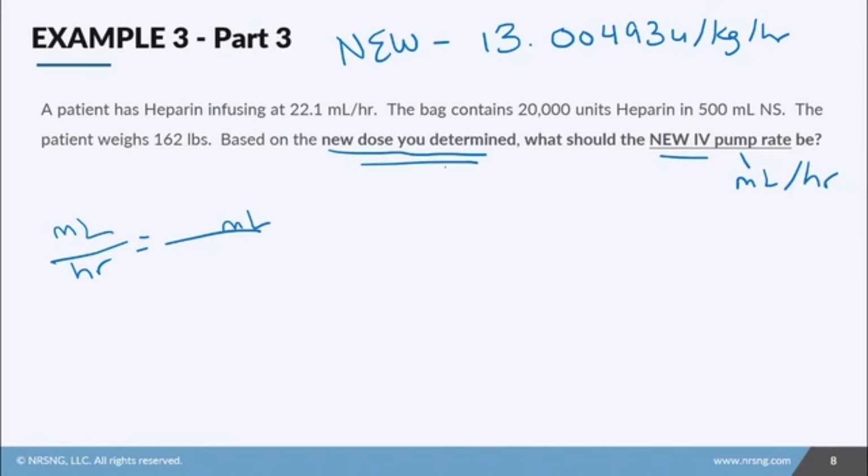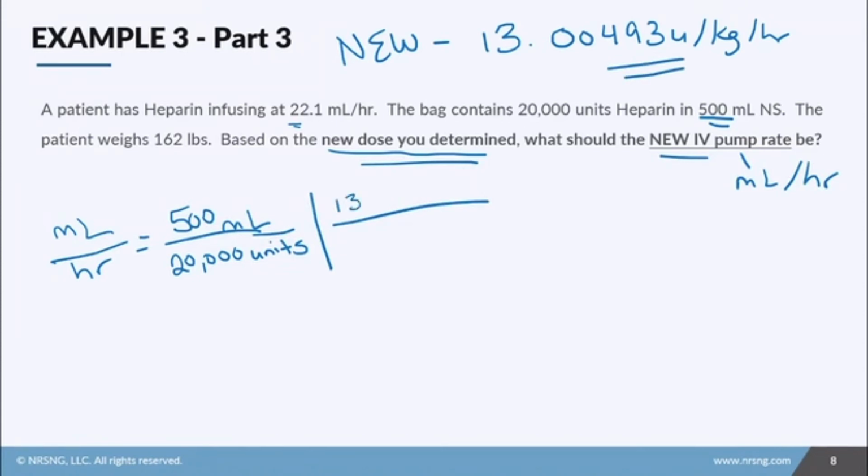Milliliters. What do we know? Well, you know a couple of things. Since we know we're looking for a new rate, putting in the current rate's not really going to help us, is it? So let's start over here. We know that 500 milliliters is 20,000 units. Okay. What else do we know about units? Well, didn't we just figure out what new units we want? Yep. So 13.00493 units per kg per hour. Okay. Cancel units. We have our milliliters, we have our hours, we have the kg hanging out.